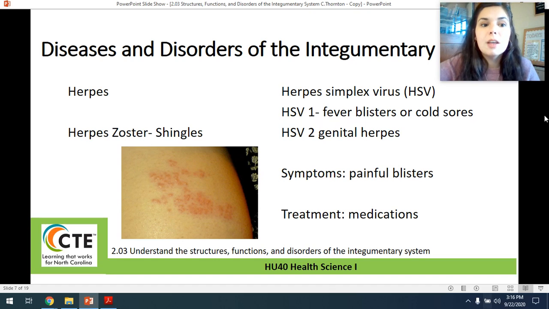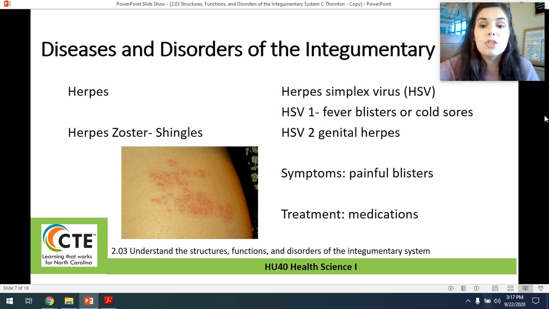Next, we have herpes. And herpes actually has two different kinds. You have herpes simplex virus 1 and herpes simplex virus 2. Herpes simplex virus 1 is the fever blisters or cold sores that you typically see around a person's mouth. And HSV2 or herpes simplex virus 2 is the genital version of herpes. And then you also have herpes zoster shingles, which is a really more severe version of herpes that just leads to really bad itching and scabbing over.